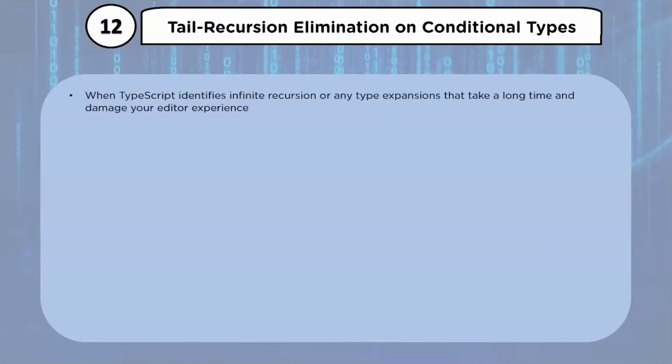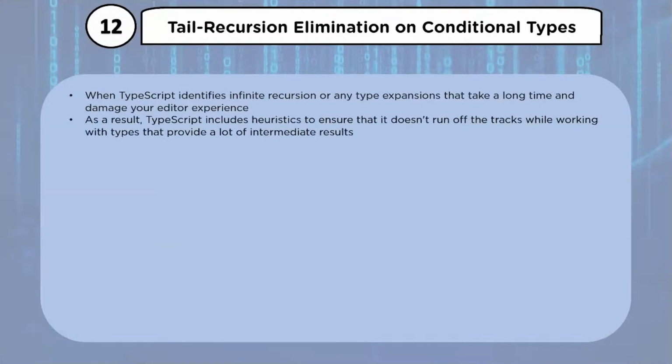Tail recursion elimination on conditional types. When TypeScript identifies potential infinite recursion or any type expansion that takes a long time and damages your editor experience, it often fails. As a result, TypeScript includes heuristics to ensure that it doesn't run off the tracks while deconstructing an indefinitely deep type or working with types that provide a lot of intermediate results.